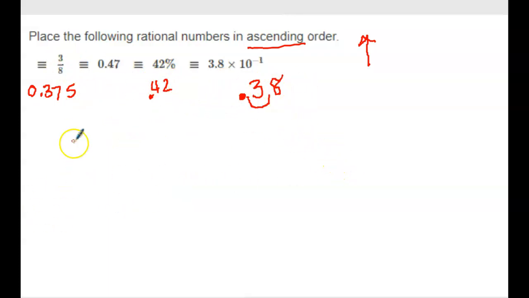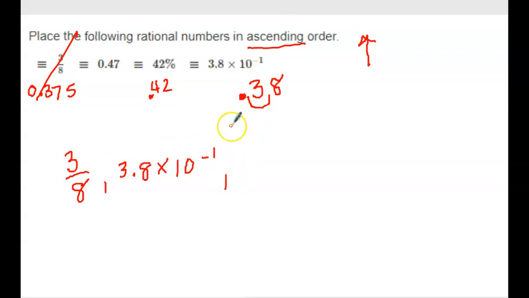So it looks like my smallest is 3/8. Next is this number in scientific notation, because it comes out to 0.38. So it's 3.8 times 10 to the negative 1. Next is this 0.42, so 42%. And the last one, 0.47. Okay, so on your real test, these are kind of just drag and drop kinds of things. But whatever you get as far as ordering numbers, convert everything to a decimal, and you shouldn't have any problems from there.